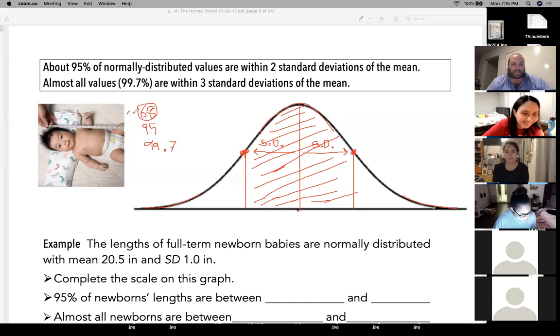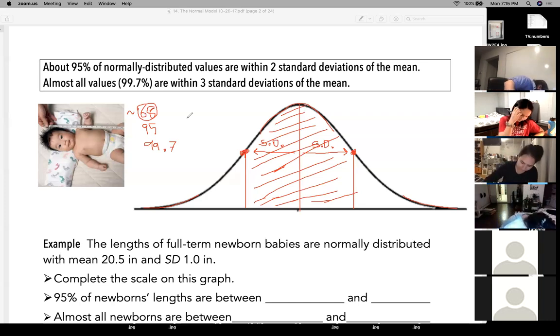68% approximately, it's not exactly, but approximately 68% falls within one standard deviation to the left and to the right of the mean. For a normal curve. It's not necessarily going to be the case for something else, but it is for a normal curve. With me so far?